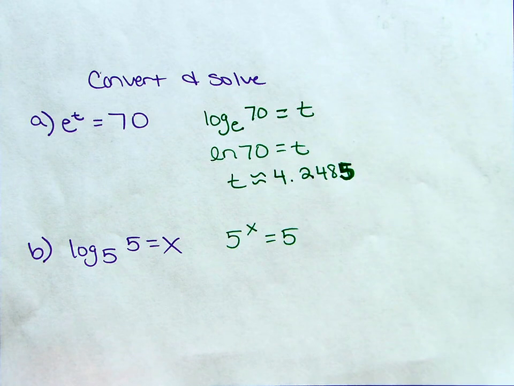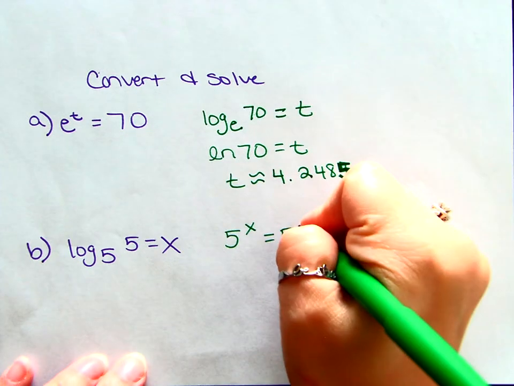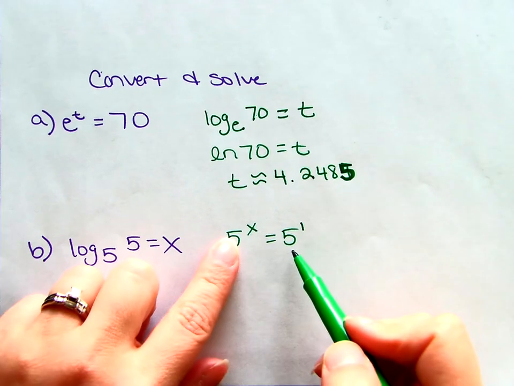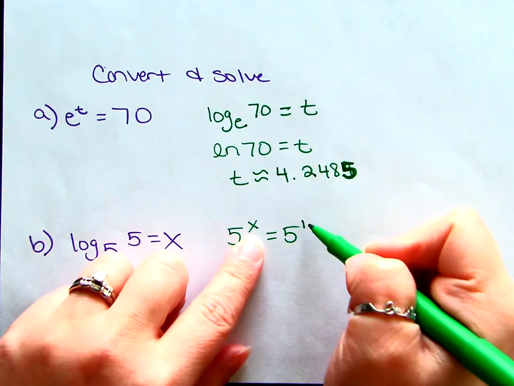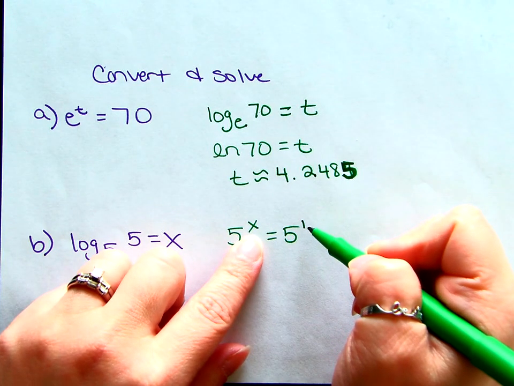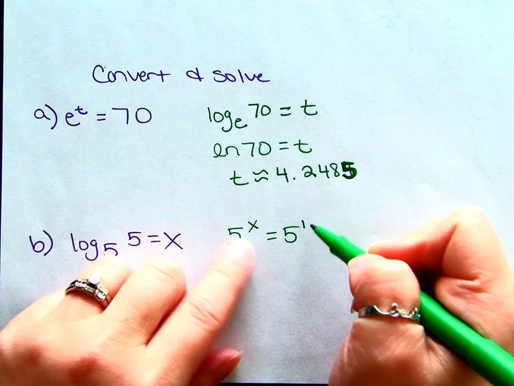So what does x equal? X equals 1. Because if we look at the 5 on the right-hand side, there's not an exponent, so we can always say that there's an understood 1. And if the bases are the same, you can just look at the exponents. And that's a really nice trick. This is going to happen a lot in the next section when we're trying to actually solve different equations.